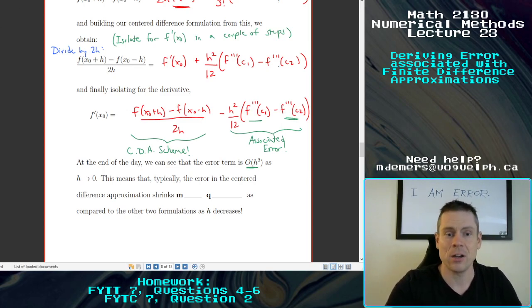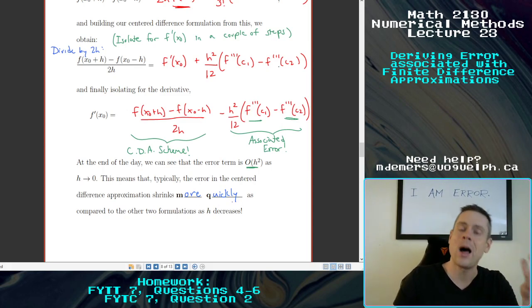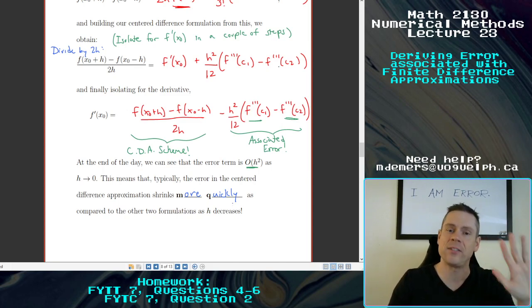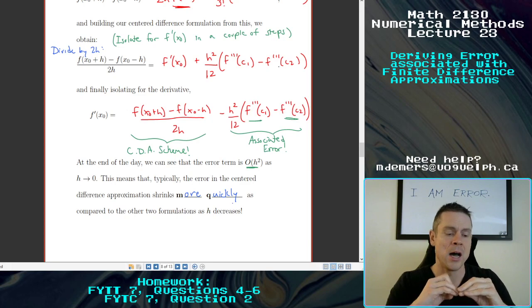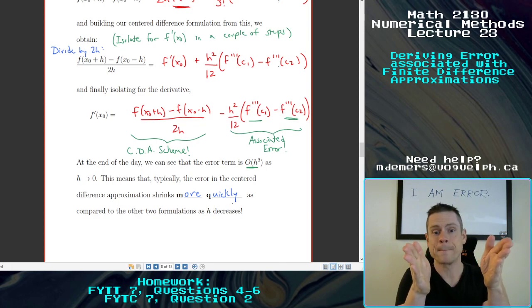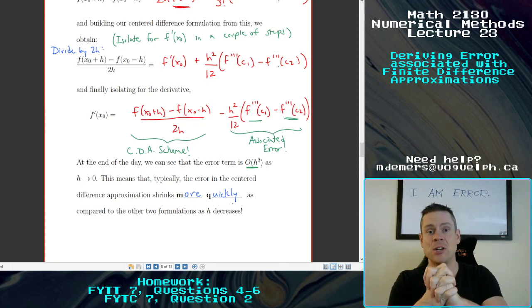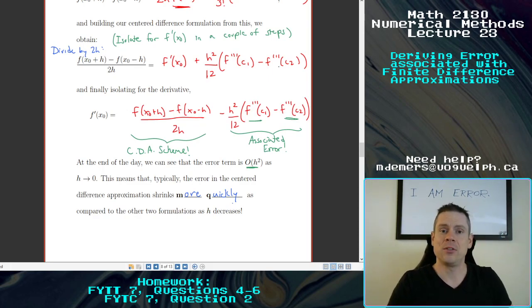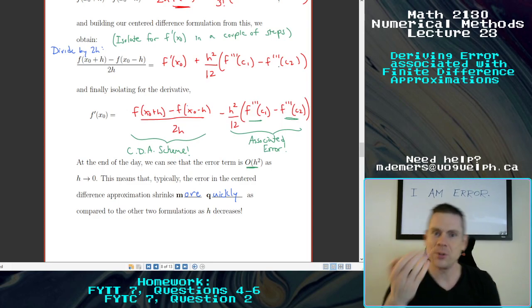So the error associated with that difference approximation has to shrink more quickly as compared to the other two formulations as h decreases. That doesn't necessarily say that the centered difference approximation will be better at any single step. But what it does mean is that as the step size decreases, the error associated with the centered difference approximation is much more likely to shrink quickly than the other two schemes. So that's the measure by which we're talking about here. So hopefully that makes some sense. And of course, I want you to talk to me if it doesn't.